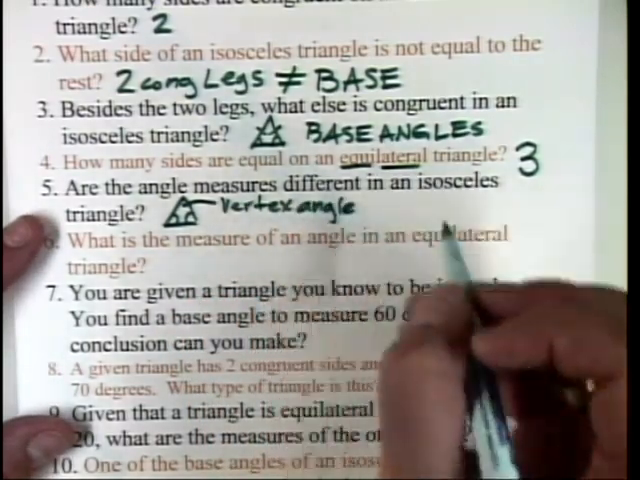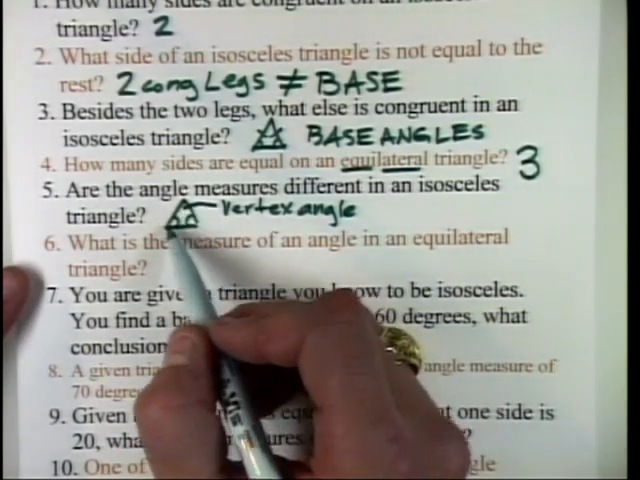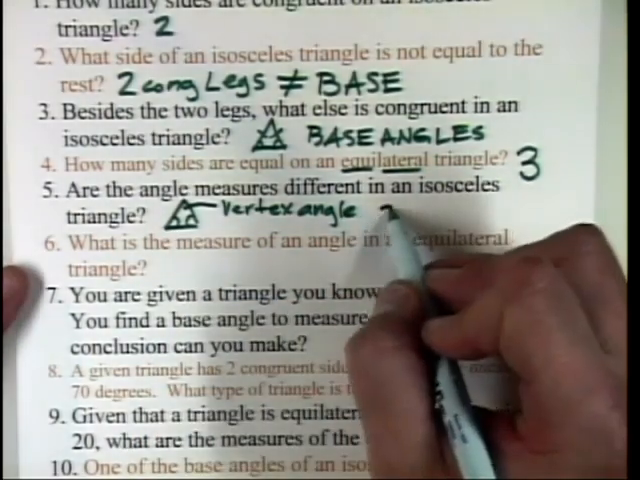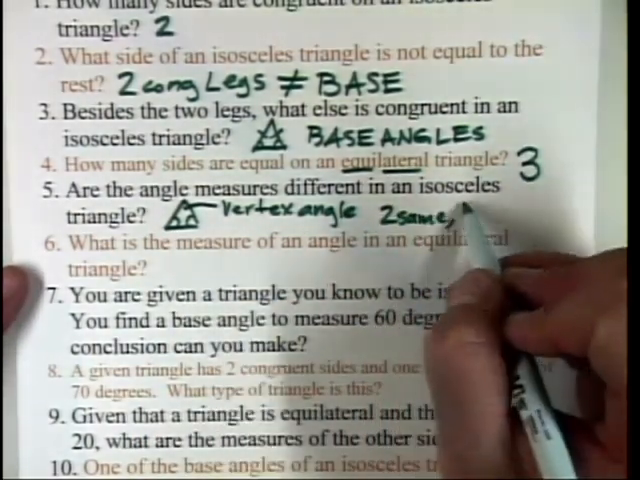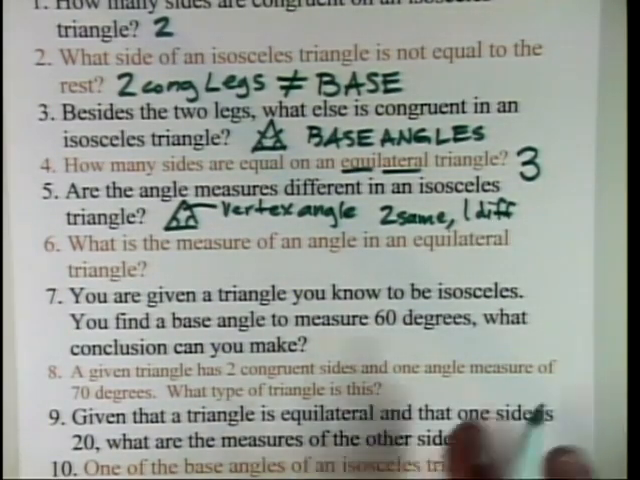Most of the time they are, because in the case where all 3 were equal, we would have an equilateral or an equal angular triangle. So in general, 2 are the same and 1 is different. The 2 base angles are the same and the vertex is different.